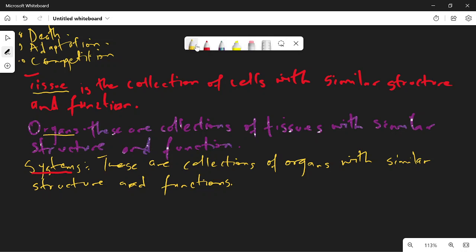So considering what we are now talking about, we're talking about the digestive system. What do we mean by digestive system? What are digestive systems?